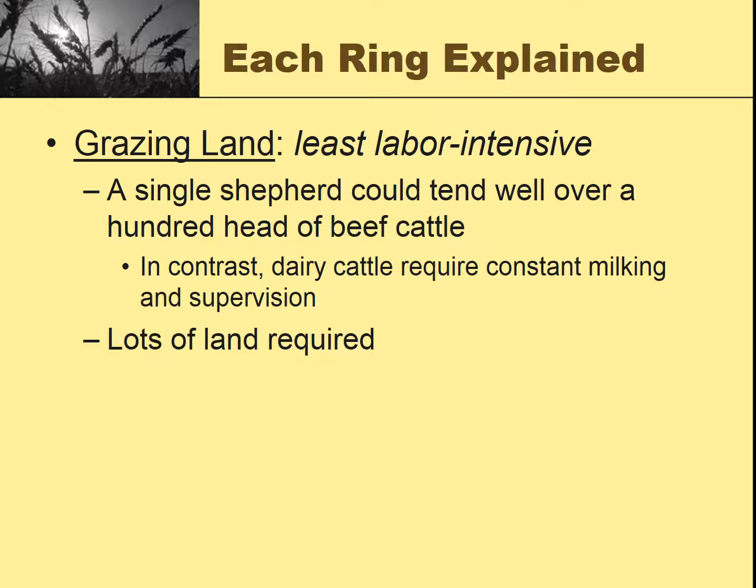So again, you don't want to pay the high cost of land close to the market, so you move grazing land as far away from the market as possible in the outer concentric ring, and still the animals can walk themselves into market to be sold and slaughtered.